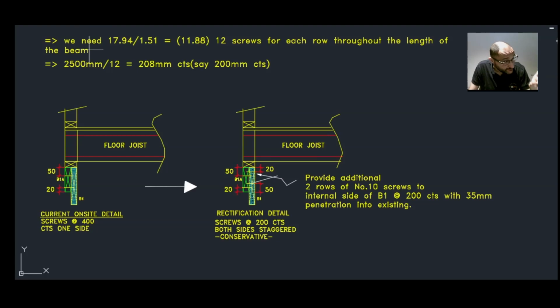Therefore, to find the spacings, we say 2,500 divided by 12, and that will be 208 millimeter centers. And we can maybe round that down to 200 centers and be conservative. Okay.